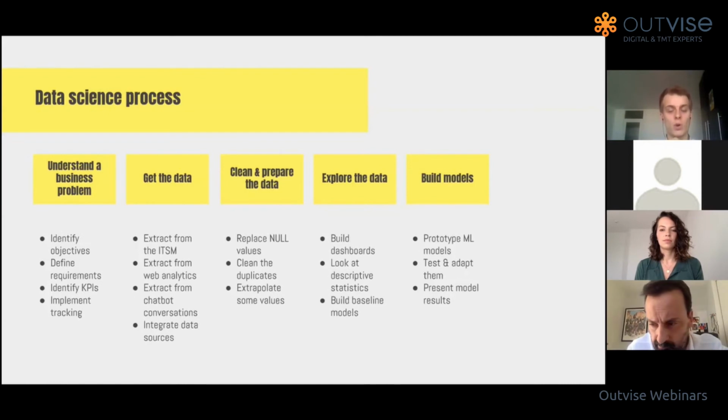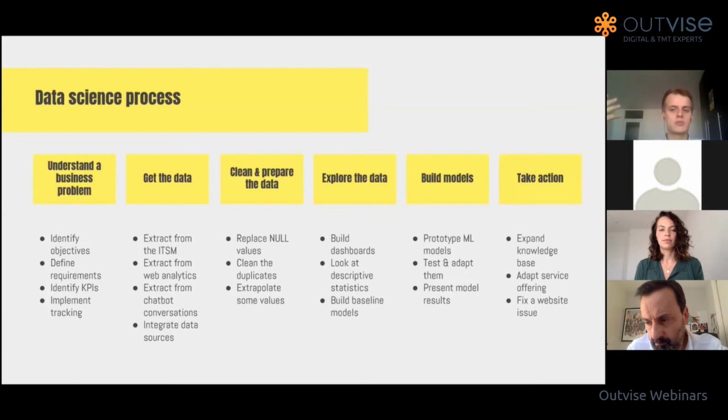And well, after all the project planning, after you've gone through the process, you defined your objectives, you got data, you cleaned it, explored, you built the models, the last step is to take action. And actions can be pretty different depending on which kind of judgment your model has made based on the data that you have.